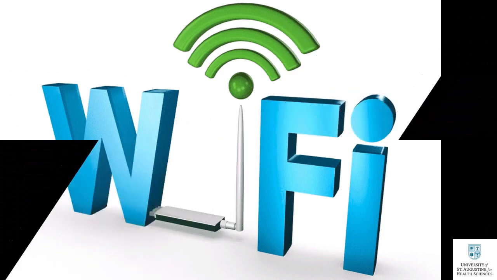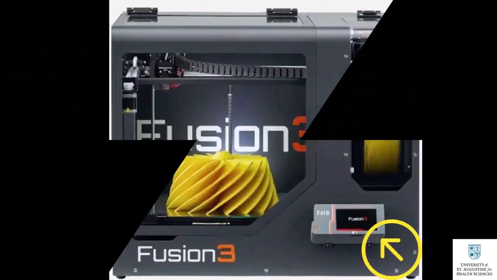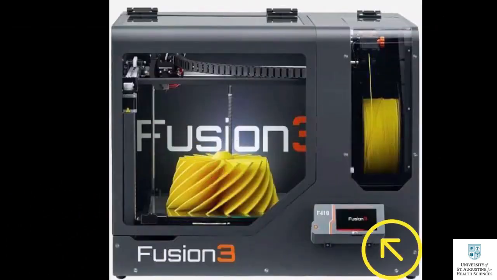To download and convert the files, you need a strong internet connection. After converting the file, you will insert your USB, SD card, or micro SD card into the microprocessor unit on your 3D printer. Check out my video where I discuss how to design, download, and convert 3D design files.